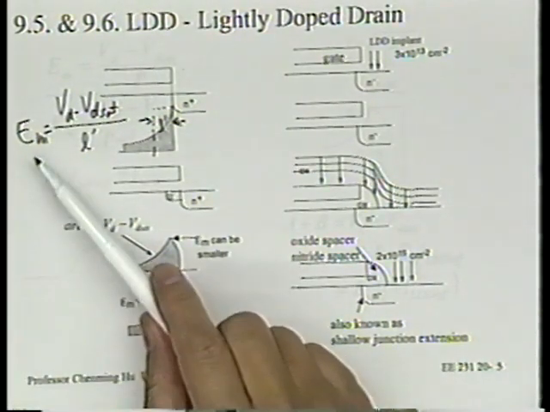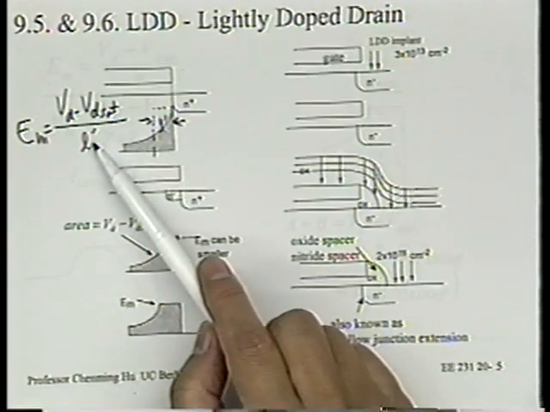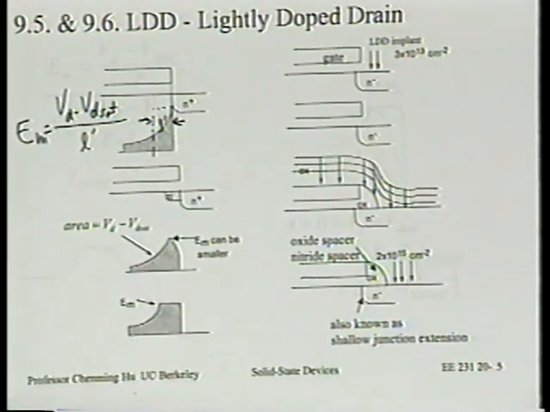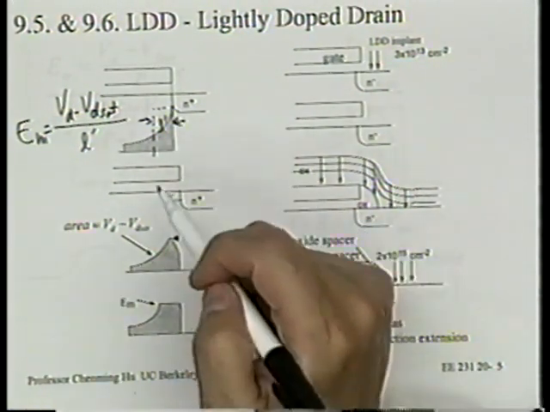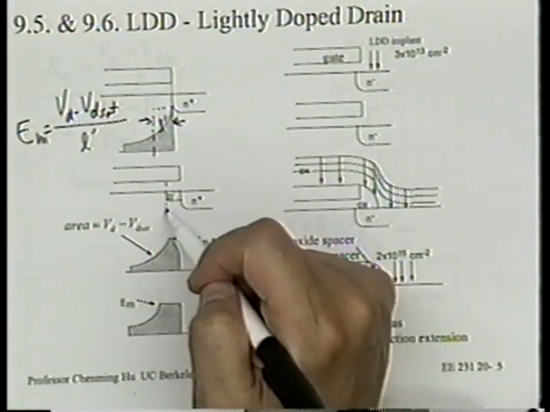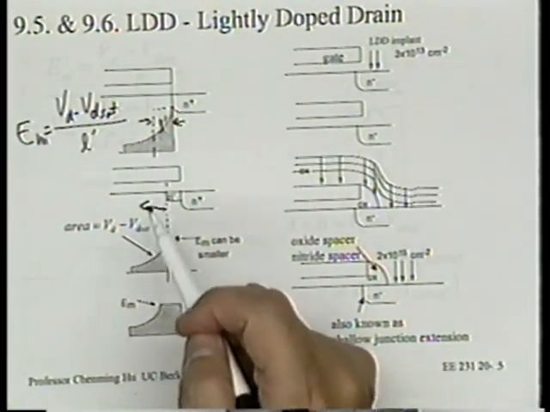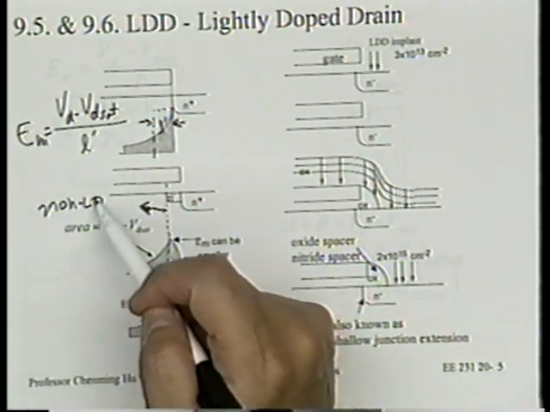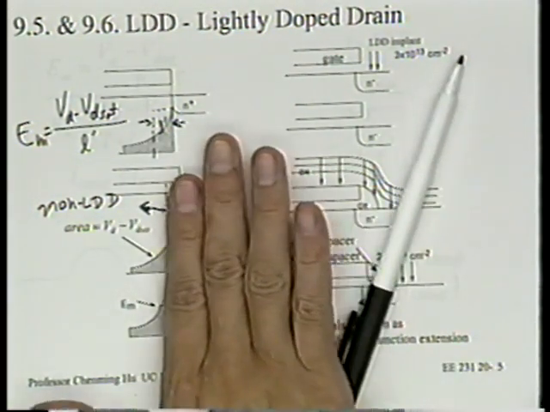So one way to reduce EM is to increase the effective length of this high field region. But can we do it in such a way that we don't increase L prime? Yeah, we kind of can. What we do is give some extra space for the electric field to go in. So let me put it this way. This part is the non-LDD solution. It's what we have done so far. It's the non-LDD electric field and voltage.